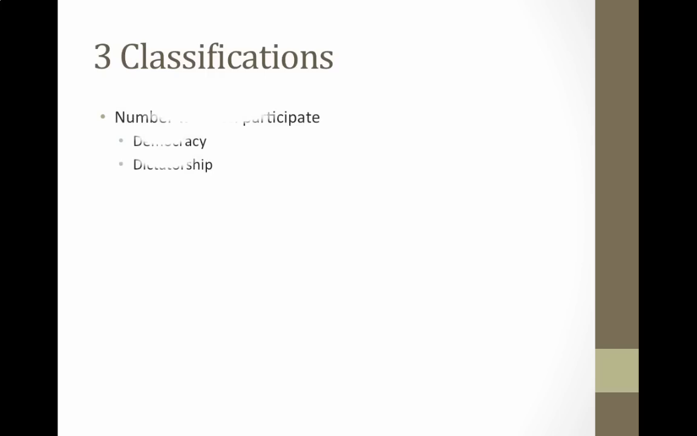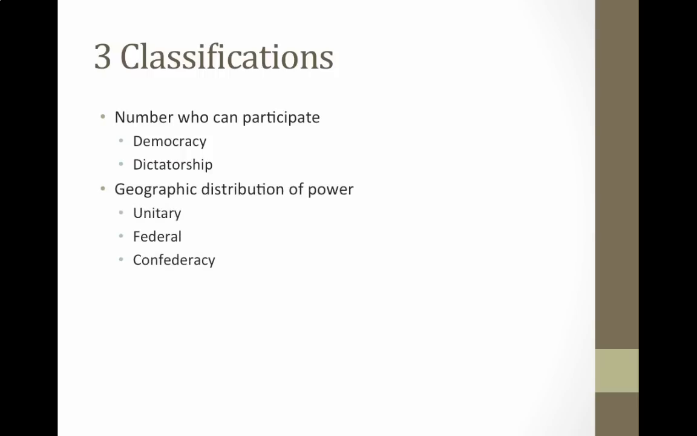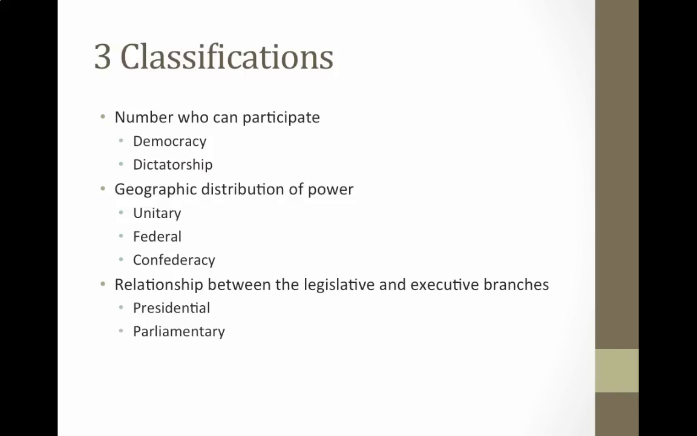Okay, we're going to look at classifying governments, the different types of government. The first way we're going to classify is the number who can participate, and we're going to look in depth at democracy and dictatorships. Second classification we're going to look at is the geographic distribution of power, and then the relationship between the legislative and the executive branch.